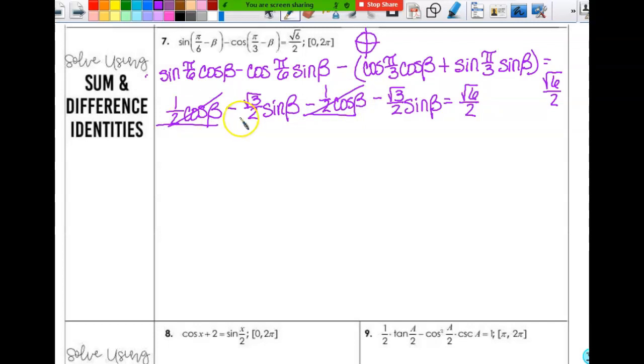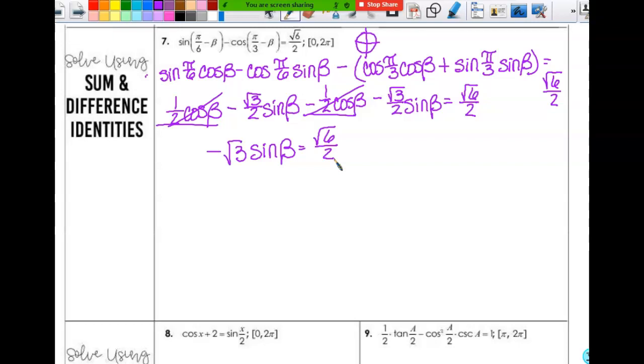Then I have negative square root of 3 over 2 sine beta minus square root of 3 over 2 sine beta, which means I'm combining them since they're both negative, it'll be a negative something. And that's like 1/2 times the square root of 3. So I have half of a square root of 3 and another half of a square root of 3, and I put them all together, I get a whole square root of 3, right? So it's negative square root of 3 sine beta. That's equal to square root of 6 over 2. Don't make fractions weird just because there's square roots in them.